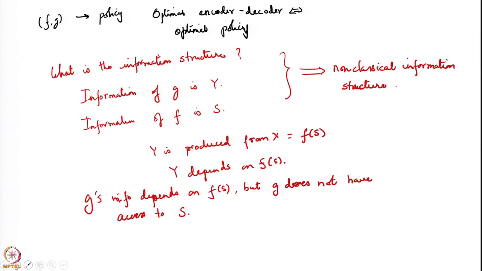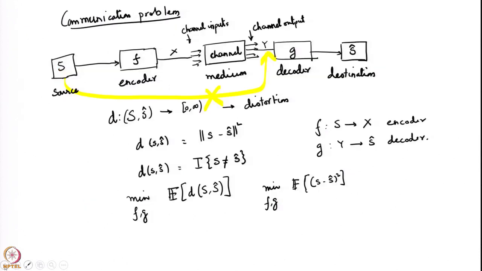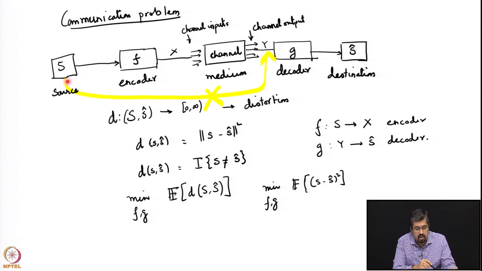Now, we also noted the information structure of this problem. By its very nature, the information of S was not available at the decoder, and in fact that is why there is a need to communicate. The need to communicate arose because what is known at the source is not known at the destination. So, out of the two decision makers that we have here, which we call the encoder and decoder, the first controller's information is S, the second controller's information is Y, but Y is affected by the action of the first controller.